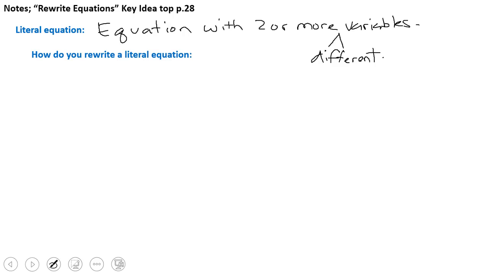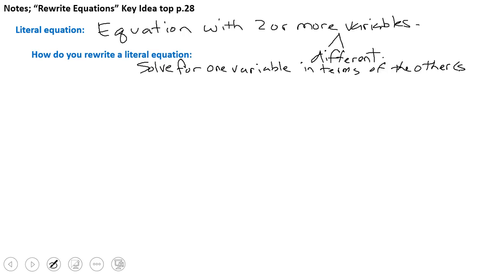Okay, how do you rewrite a literal equation? Well, you just solve for one variable in terms of the other or others. That's all you do. How do we do it?